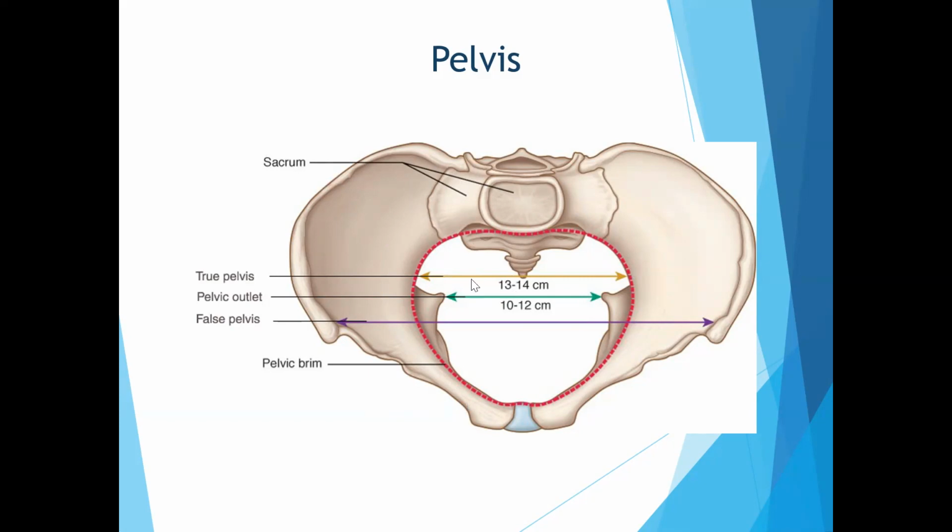So you'll see here your true pelvis is everything that's contained in the circle here. Your false pelvis includes the flare outs of your ilium, the iliac crest. Don't worry too much about true pelvis, false pelvis. I'm not going to test you on that.